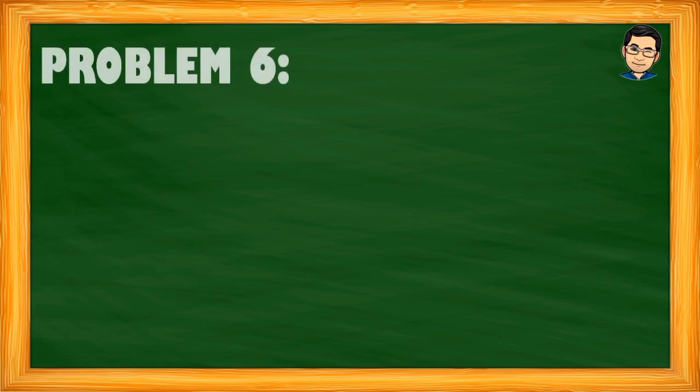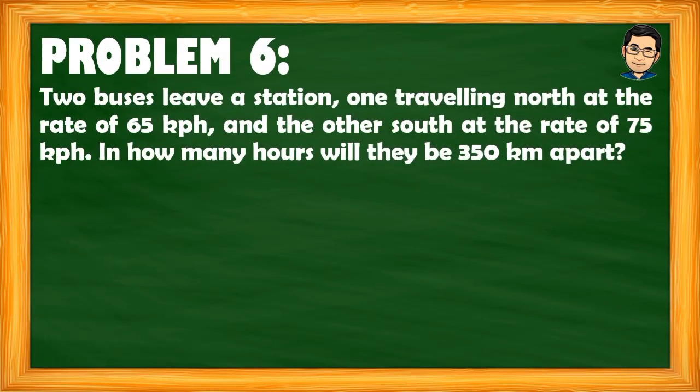So, for our last problem, so we'll have distance problem. So, 2 buses leave a station, one traveling north at the rate of 65 kilometers per hour and the other south at the rate of 75 kilometers per hour. In how many hours will they be 350 kilometers apart?